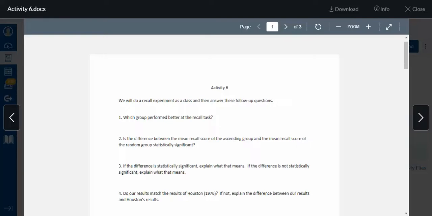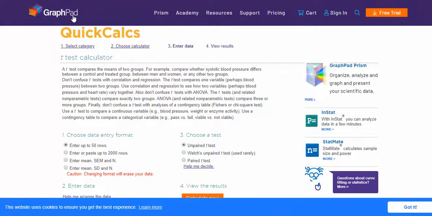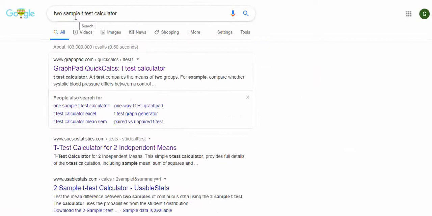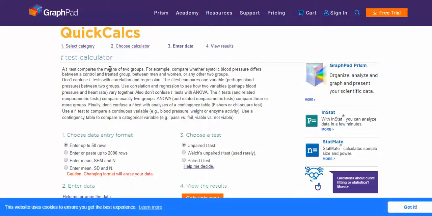And then you're going to be using this website right here. So go to Google and type in GraphPad t-test calculator. If you actually type in 2-sample t-test calculator and go to GraphPad t-test calculator, it's the first result. A t-test is what you use if you're doing an experiment with two groups, like ascending and random, and you want to know if the mean or average score of one group is significantly higher than the mean of the other group.